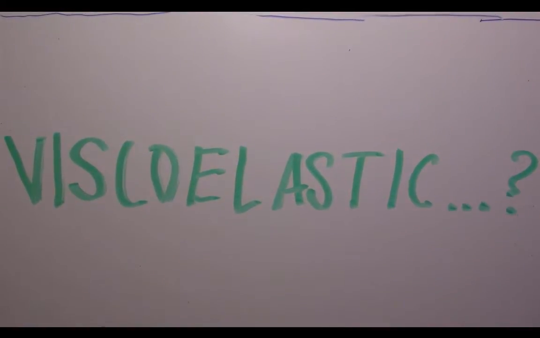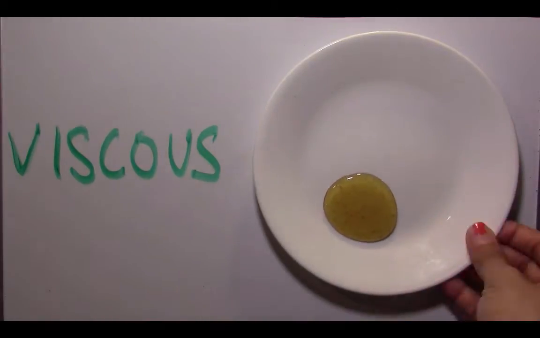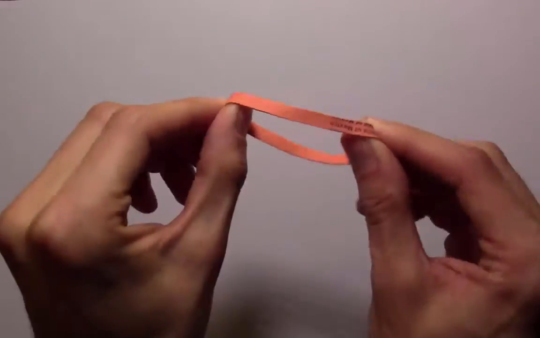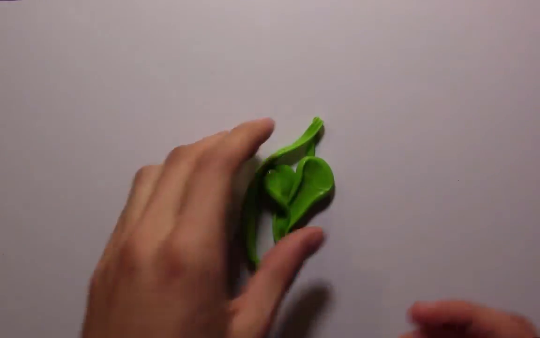So what is viscoelasticity? A viscoelastic material shows viscous properties like honey, and elastic properties like a rubber band. Having both these properties allows Silly Putty to bounce and stretch like it does.